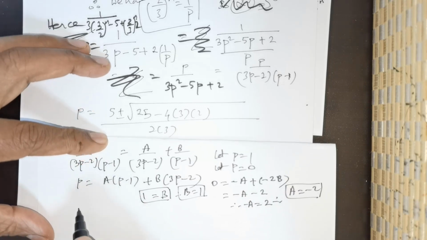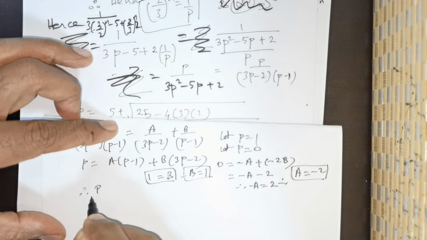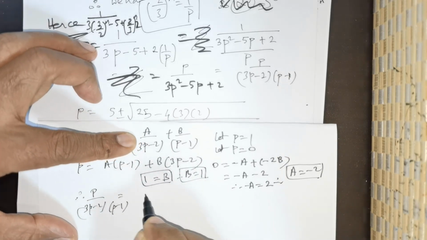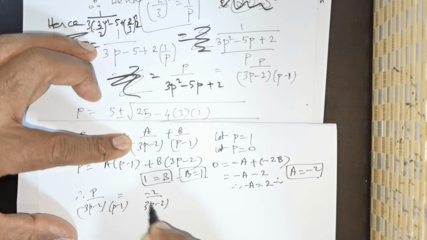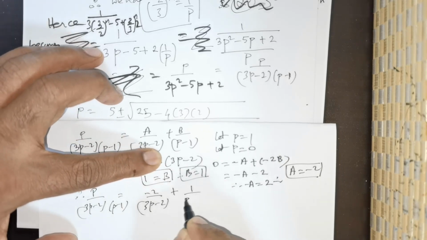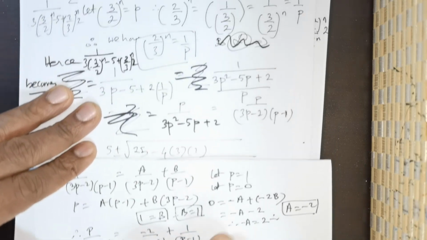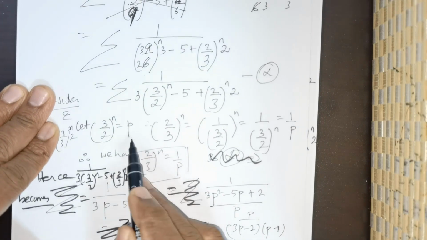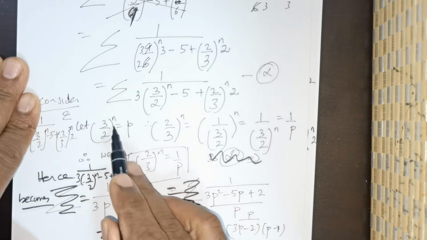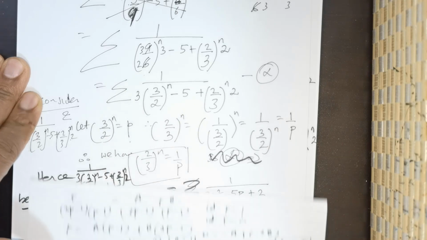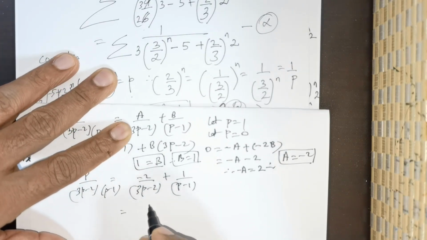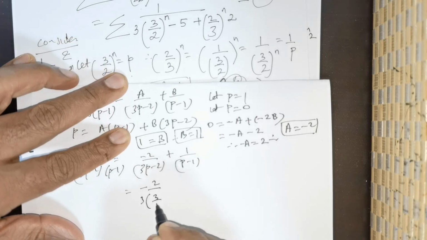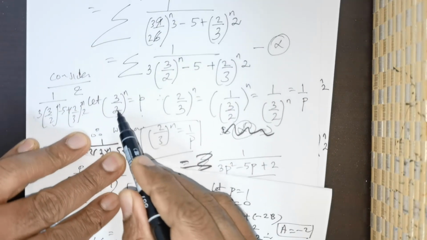So therefore p divided by 3p negative 2 times p negative 1 is now equal to A is negative 2 divided by 3p negative 2 positive B is 1 over p negative 1. So this is what you have got. Now if you would remember, I have taken the value of p to be equal to (3/2)^n. So substitute that. So this is equal to negative 2 over, p is (3/2) raised to the power of n.